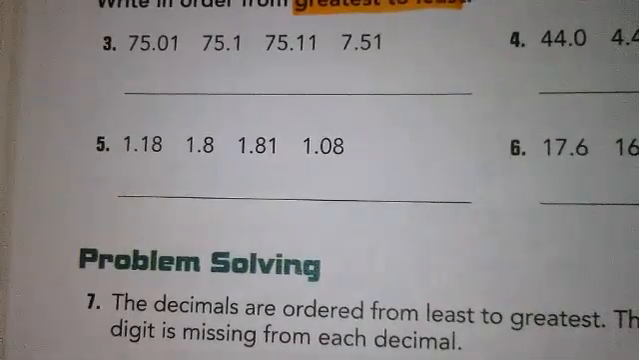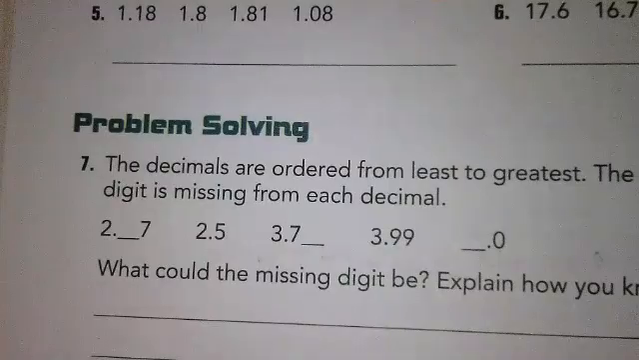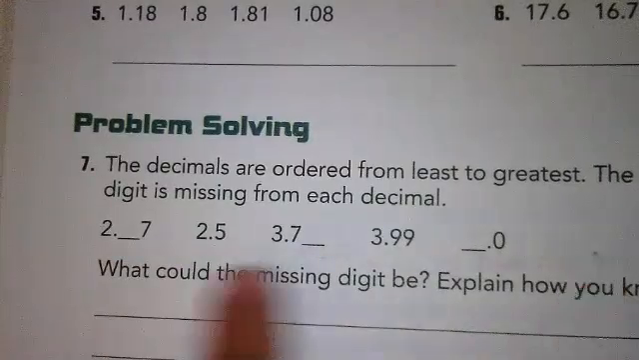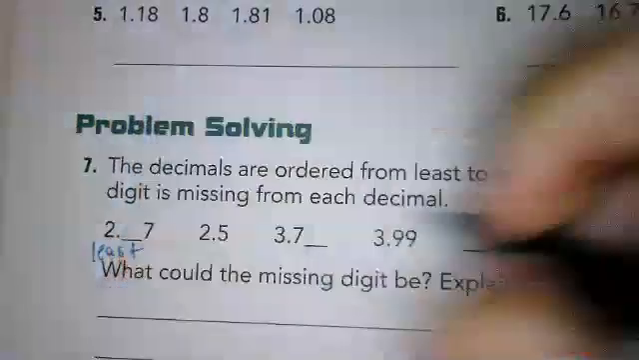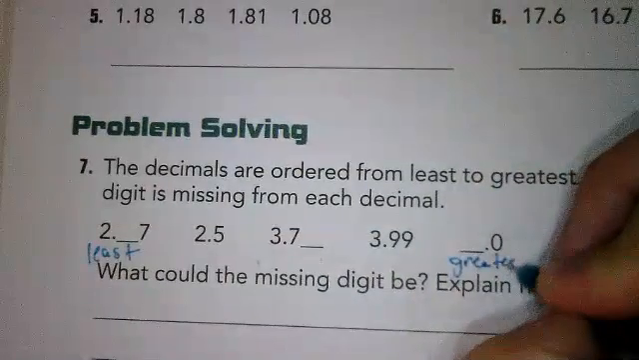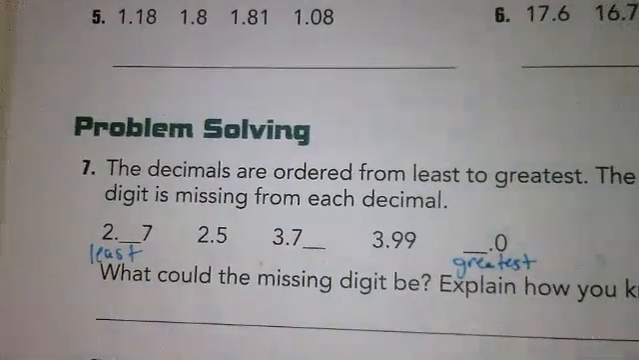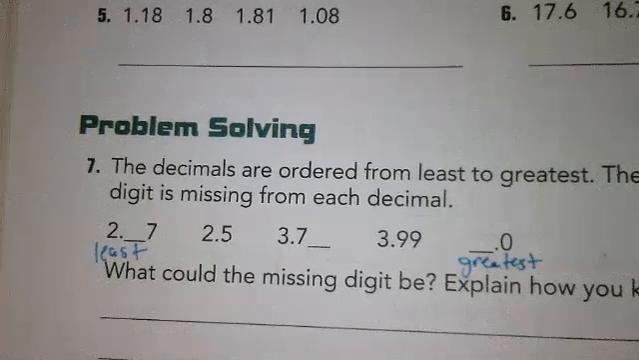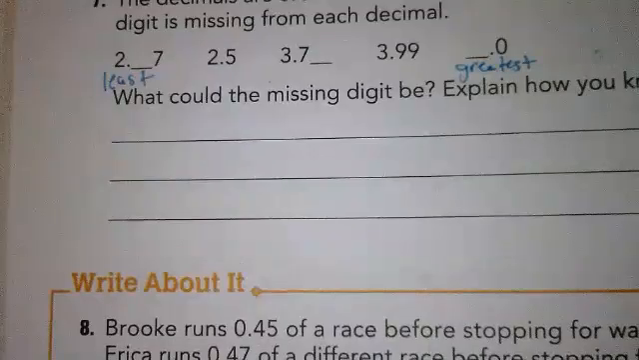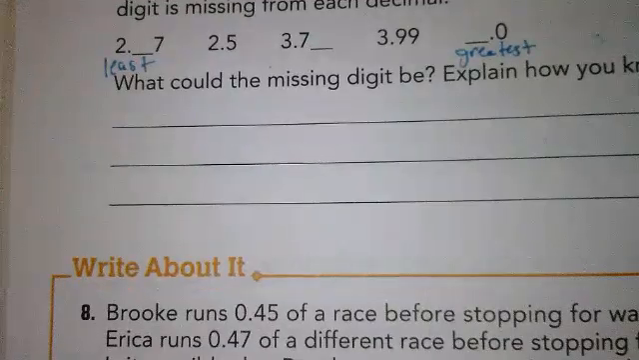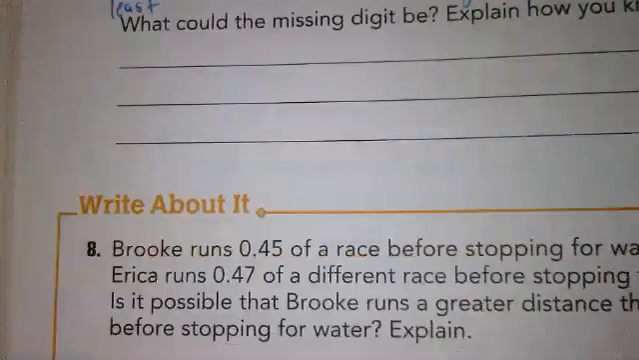you are trying to figure out what number goes in each of these blanks. It's the same number in each blank. It says that these are ordered from least, smallest, to greatest. And the same number goes in each blank. So you have to figure out what number is missing from those blanks that would make this true, that would make this correct, okay? And then the last one, basically it just wants to know, did Erica or Brooke run farther? Okay, so that's what you're figuring out.